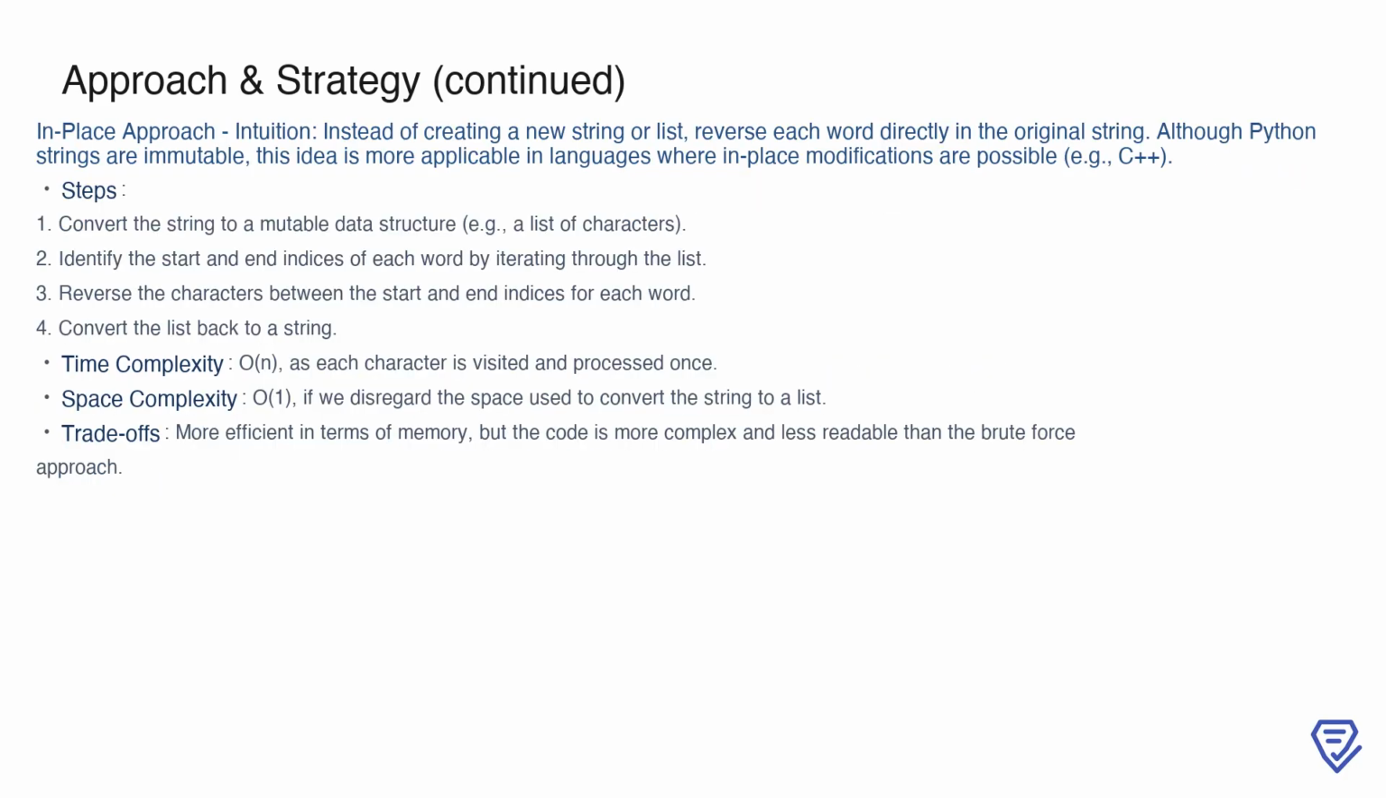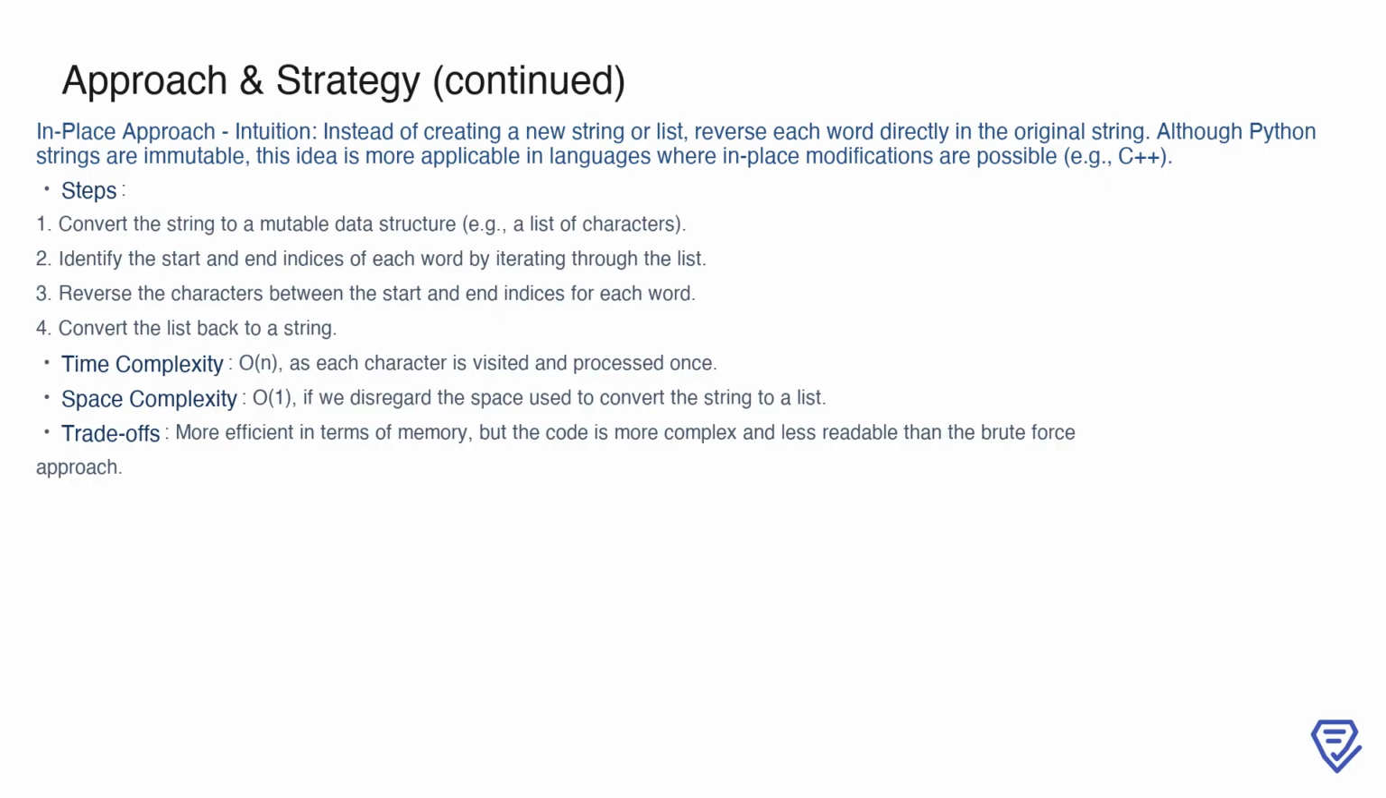Now, let's explore an in-place approach that focuses on reducing memory usage. The intuition here is to reverse each word directly in the original string without creating additional data structures. Although Python strings are immutable, this concept is more applicable in languages like C++ that allow in-place modifications. In Python, we achieve a similar effect by first converting the string into a mutable data structure, such as a list of characters. From there, we iterate through the list to identify the start and end indices of each word.